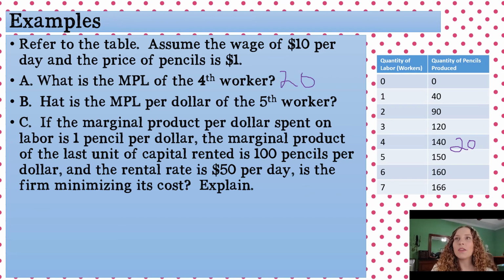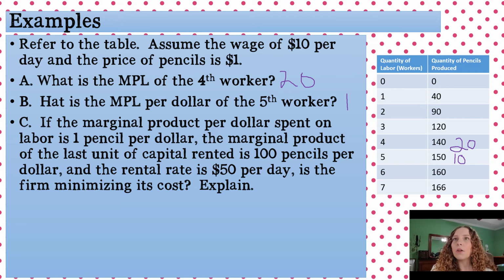Okay, marginal product of labor per dollar of the fifth worker. As we go from the fourth worker to the fifth worker, we're going from 140 to 150. So the marginal product of labor is 10, but it asked about the marginal product of labor per dollar. So we need to take that 10 and divide it by the wage, which is 10. So that means it is 1, because 10 divided by 10 equals 1. And again, what that means is for every dollar that they spend on labor, they get 1 additional pencil, 1 additional unit of the good.